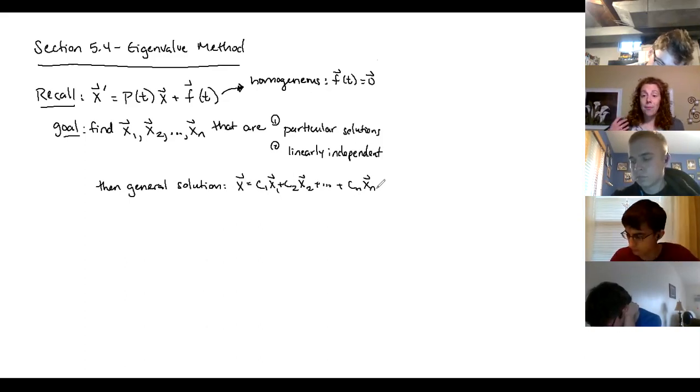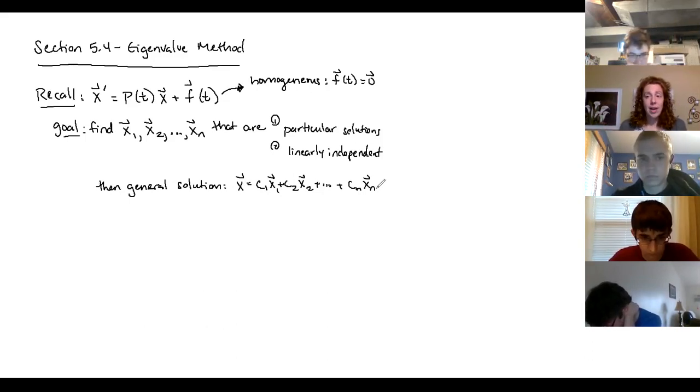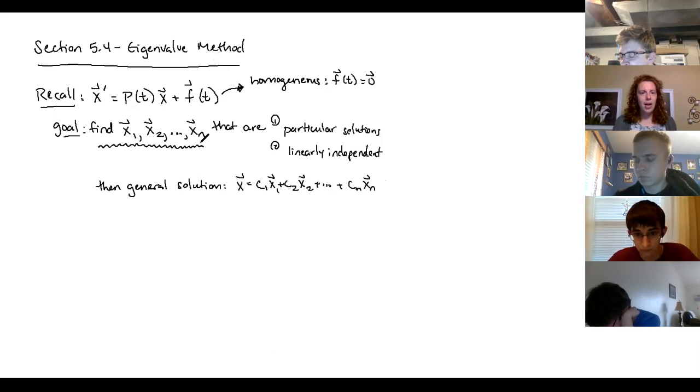And then if we wanted to, we could also do what we did yesterday and use initial conditions, if we have them, to find a particular solution. So we could do one more step also. That's where we're at. The step that we don't know how to do is this goal right here: find vector x1, vector x2, all the way through vector xn. That is what we are stuck on. That is the magic that we need to learn how to do. So let's do some magic today.